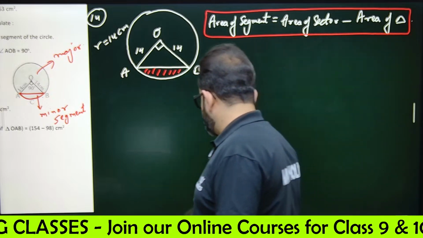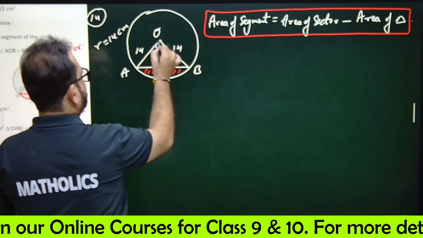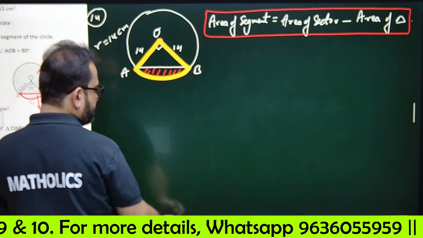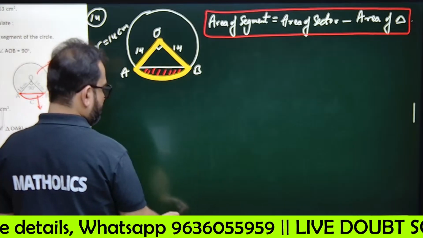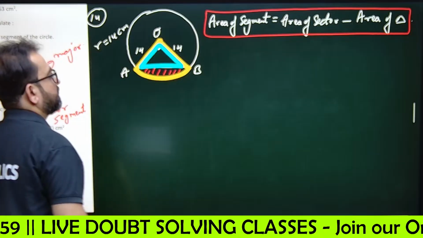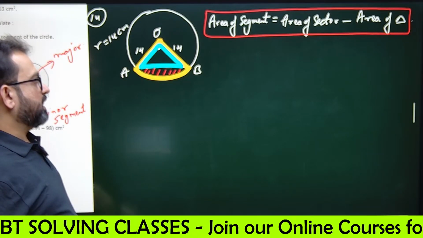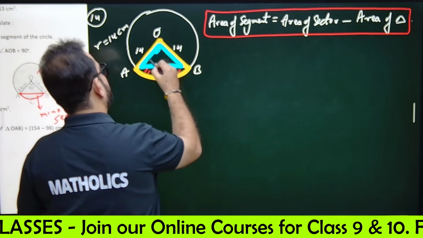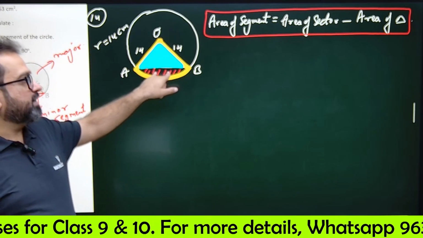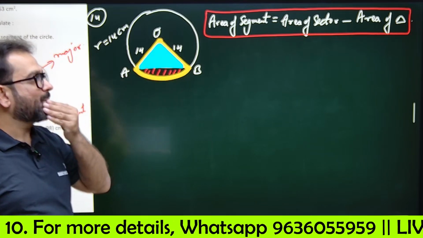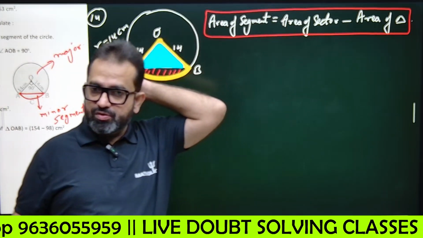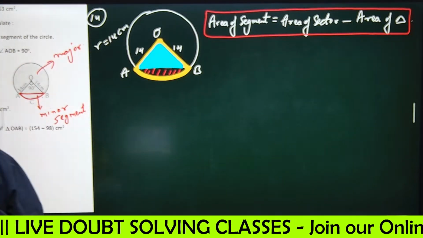How does it come? See, if you have to find, you will find first this area, this complete area. Out of this, if you remove this part, we'll get the down part, yes or no? Out of this yellow part, if you remove this part, so what will be left? This segment will be left. So we have to find this segment. Okay. So to find area of segment, you must find first area of sector. Yes or no? You must find first area of sector. Yes or no?